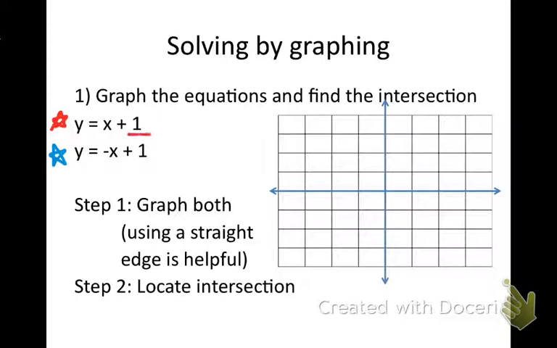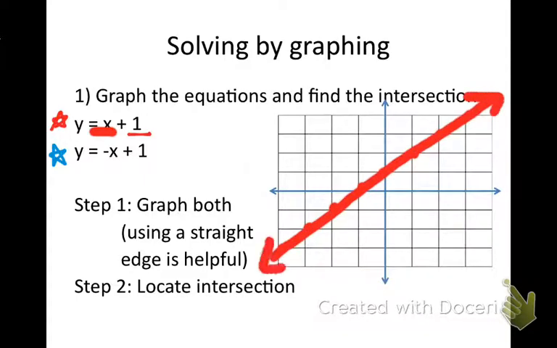I have a y-intercept of 1, so I'm going to start up here at 1. There we go, y-intercept of 1. Now with that, I'm going to have a slope of 1 over 1, so I'm going to go up 1 over 1, up 1 over 1, up 1 over 1. And that would be my red line there. And I can connect my dots. So I have my red line.